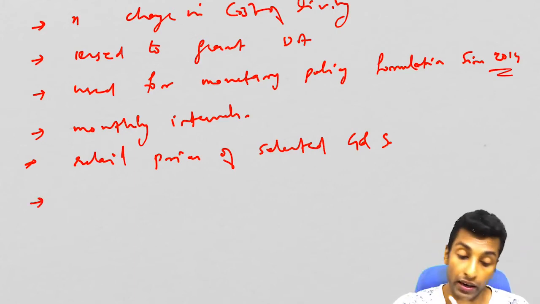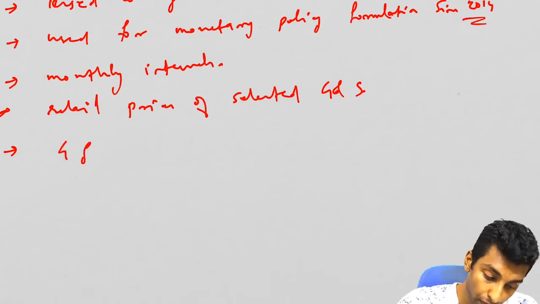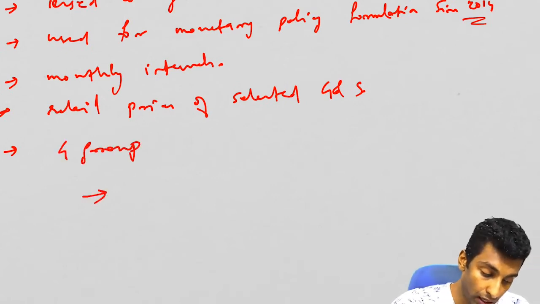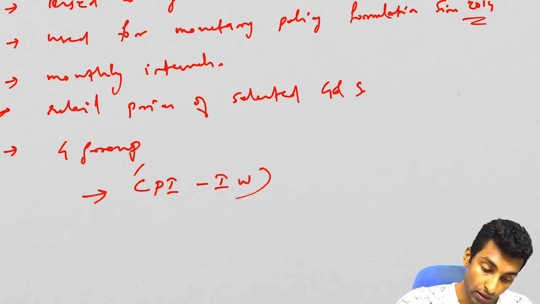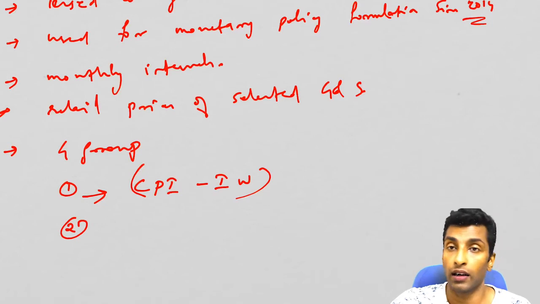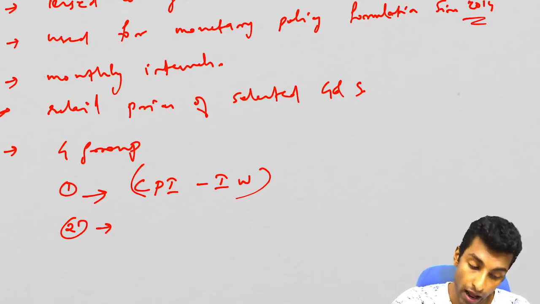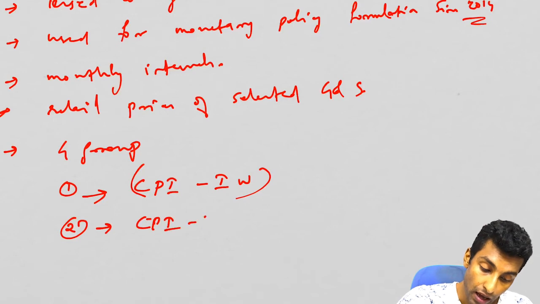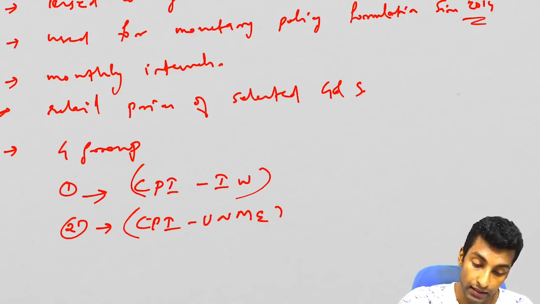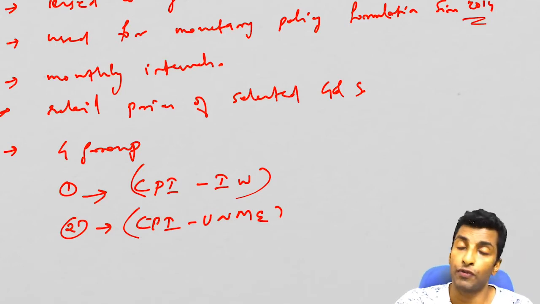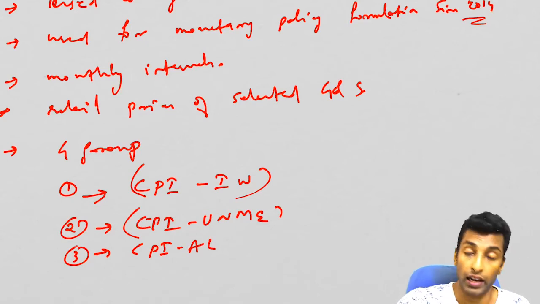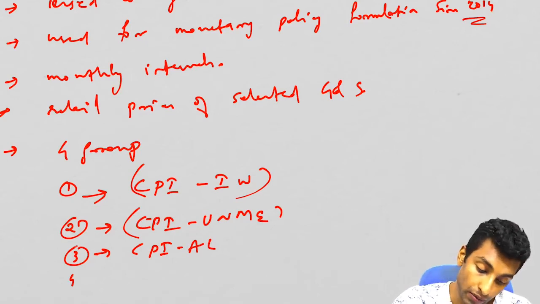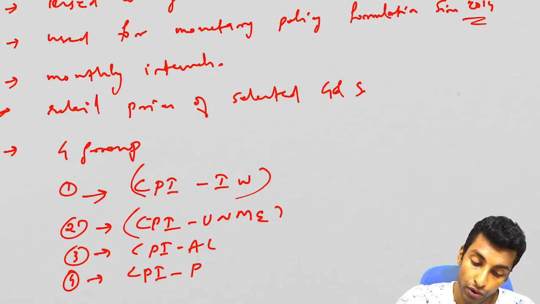So I'll tell you the 4 different CPIs. So first one is consumer price index for industrial workers. So that is the first one. Second one, consumer price index for urban non-manual employees. Okay, then CPI for agricultural labors, and then CPI for rural labors.